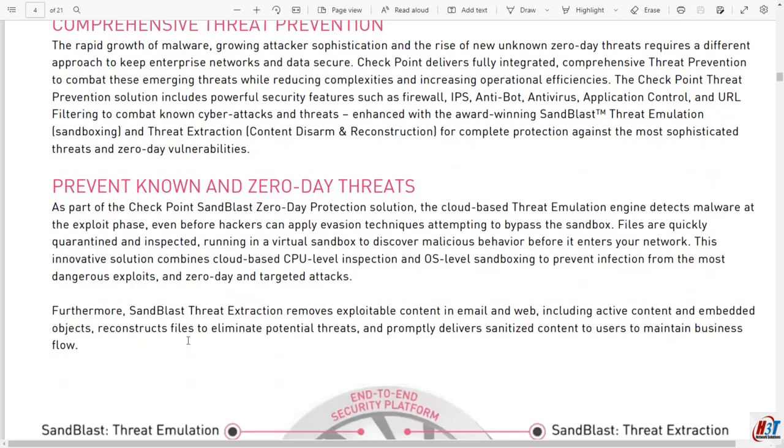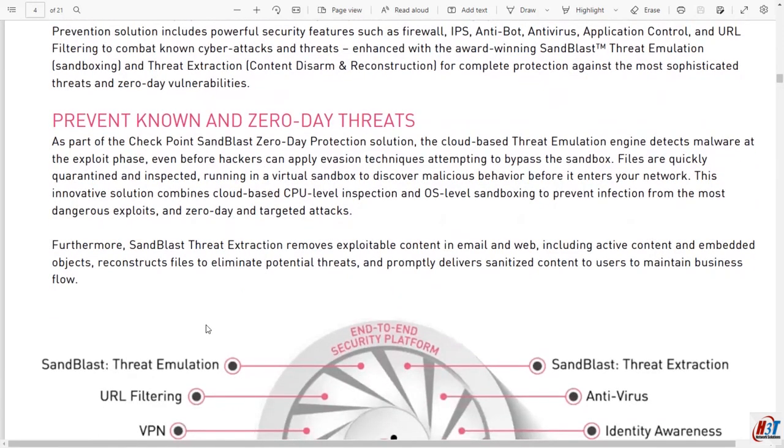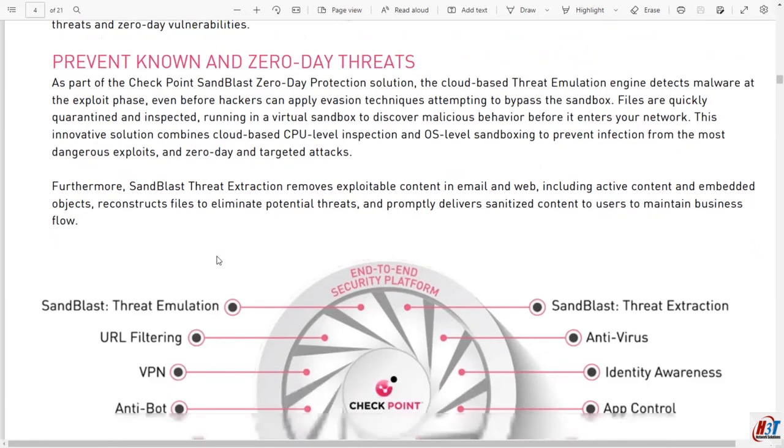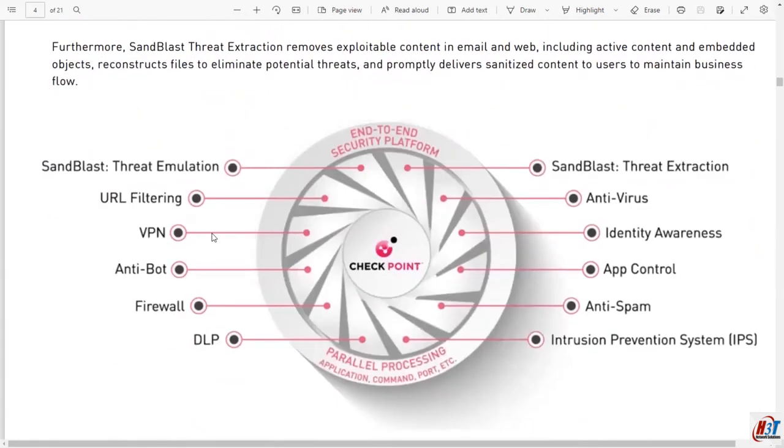Furthermore, Sandblast threat extraction removes exploitable content in email and web, including active content and embedded objects, reconstructs files to eliminate potential threats, and promptly delivers sanitized content to the user to maintain business flow. Now, if you want to see the whole picture of the features that Checkpoint has, this is what it is, and this is how it looks.